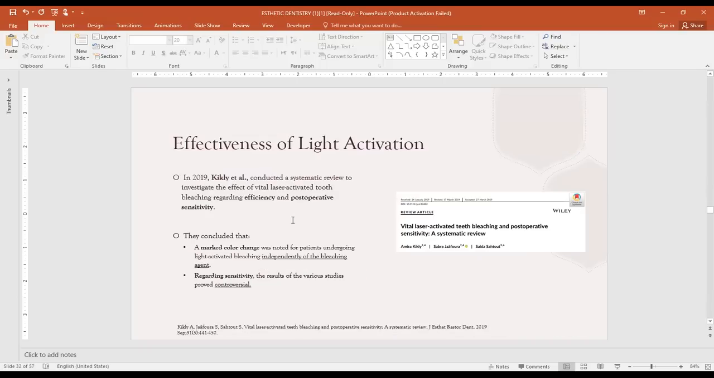Effectiveness of light activation. Okay, going back to the protocols.